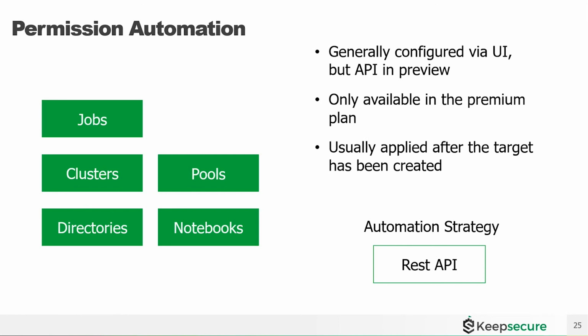It's generally configured via the UI, but there is an API, and I think it's almost out of preview. It's only available on the premium plan, and it's usually applied after the targets have been created.